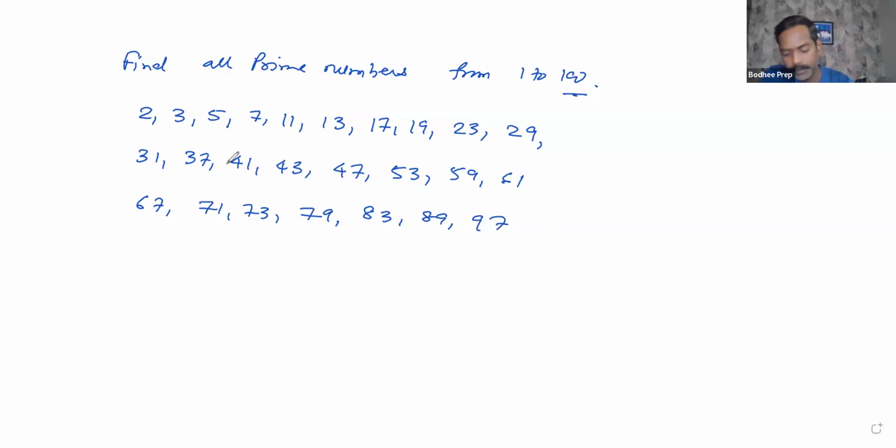Now, let's count whether I have taken all the prime numbers or not. So it is 1, 2, 3, 4, 5, 6, 7, 8, 9, 10, 11, 12, 13, 14, 15, 16, 17, 18, 19, 20, 21, 22, 23, 24, 25. Yes. So these are the 25 prime numbers from 1 to 100, right?